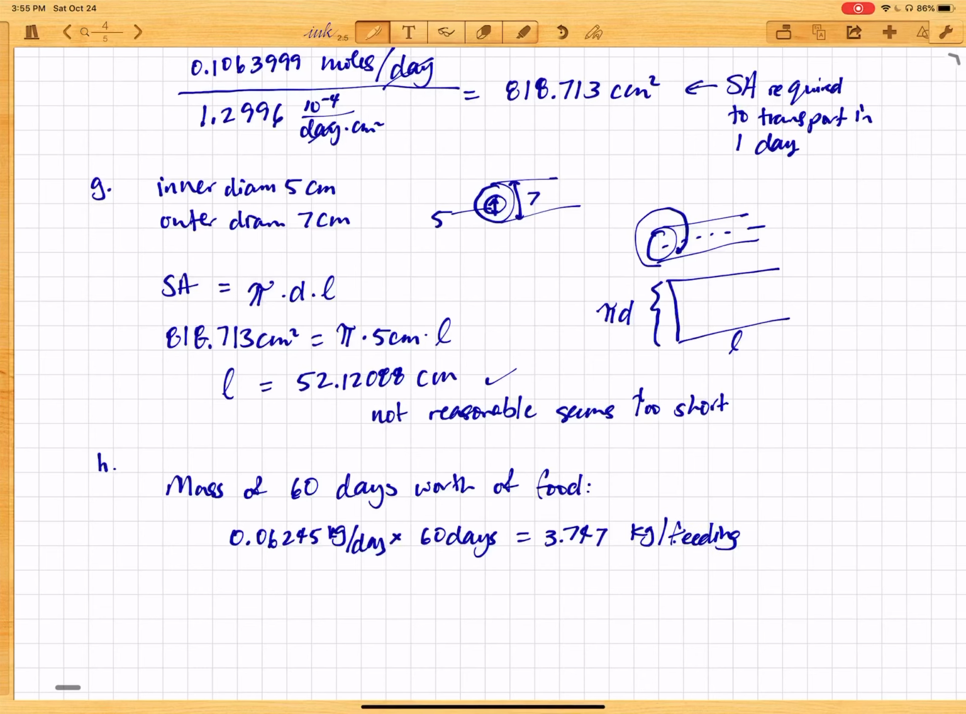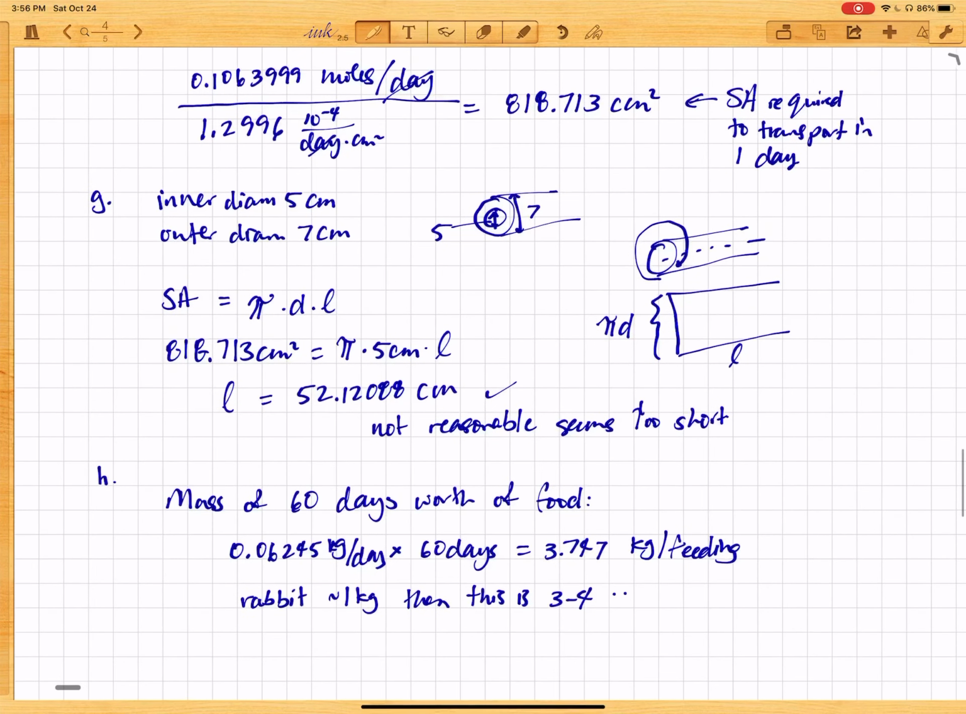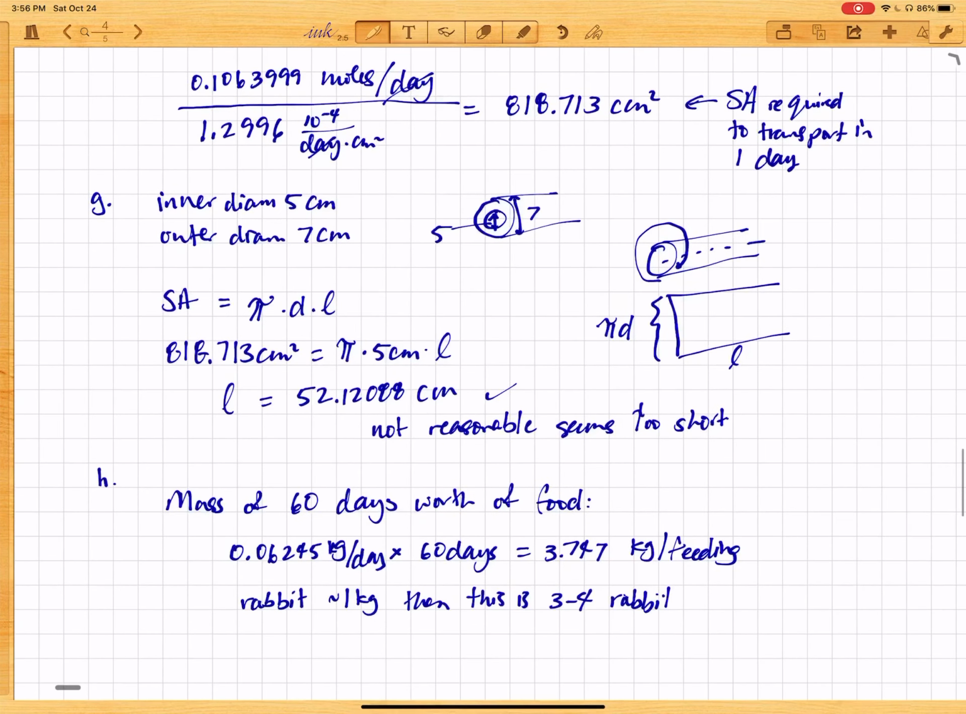Okay, how many rabbits? Well, if one rabbit is about 1 kilogram, which is about 2.2 pounds, that seems reasonable, then this is about 3 to 4 rabbits. Some of you said 100 grams. I don't know if your rabbits are fetal rabbits, but that's a really small rabbit.